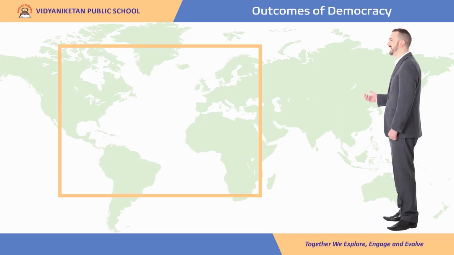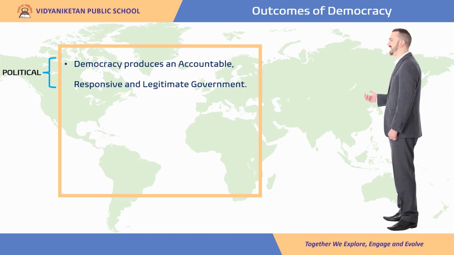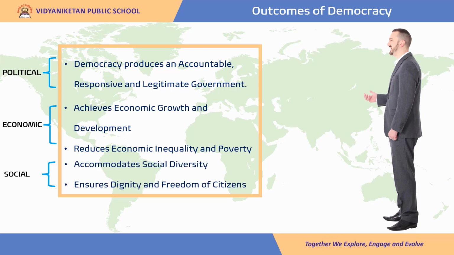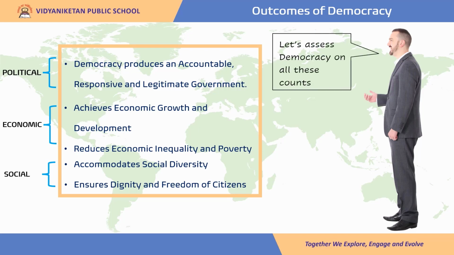Let's discuss the outcomes of democracy. There is one political outcome. That is, democracy produces an accountable, responsive and legitimate government. There are two economic outcomes. They are: democracy achieves economic growth and development and reduces economic inequality and poverty. Finally, there are two social outcomes. They are: democracy accommodates social diversity and it ensures dignity and freedom of citizens. Let's assess democracy on all these counts.